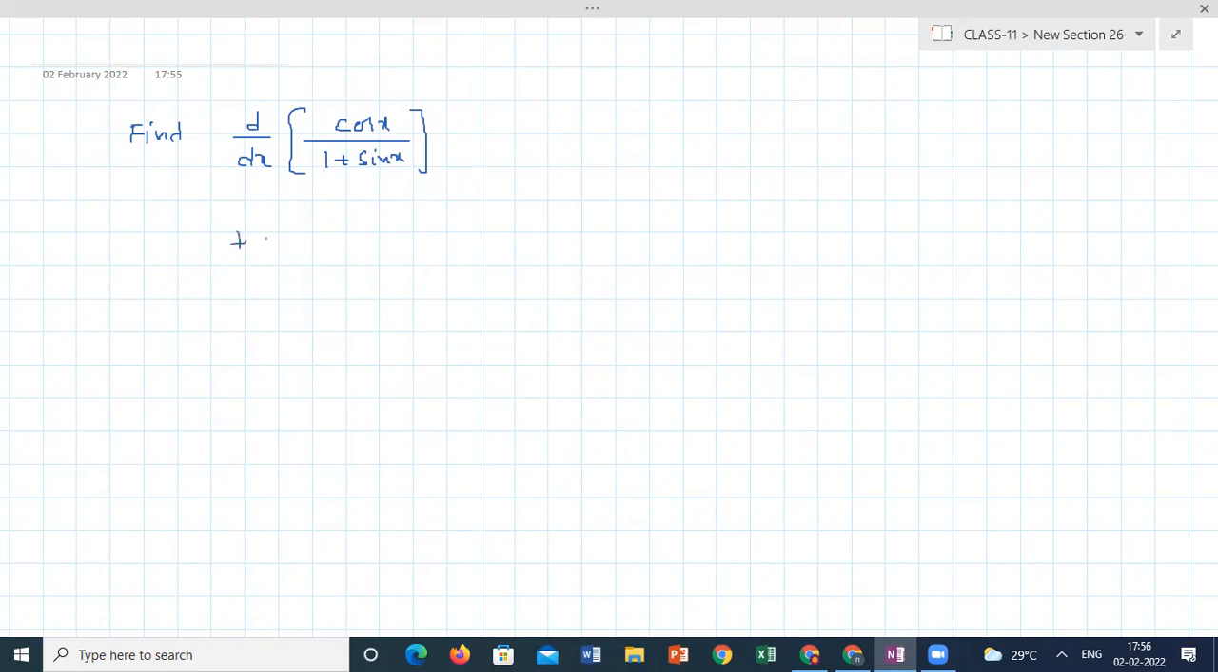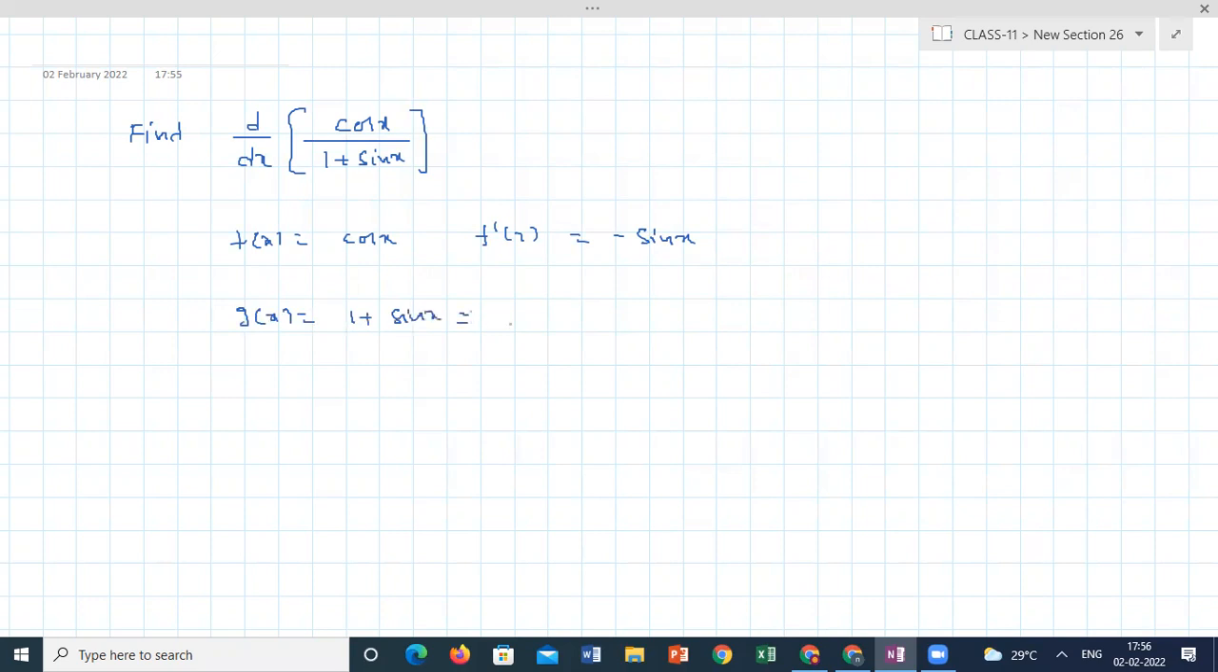So your f of x is equal to cos x. So f dash x. See, finding the differentiation of individual functions is very important here. Once you got the differentiation of numerator and denominator, nothing in this question, just substitution. g of x is equal to, again, 1 plus sin x.